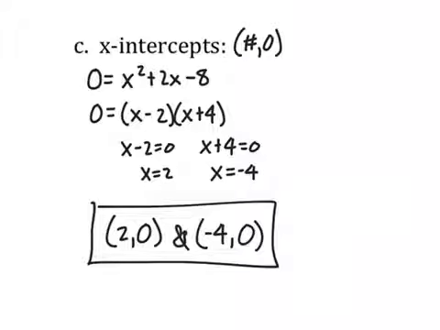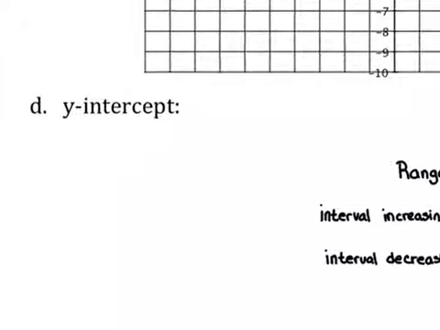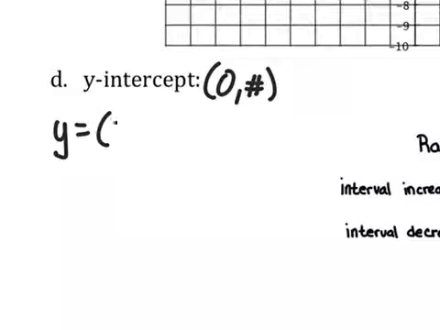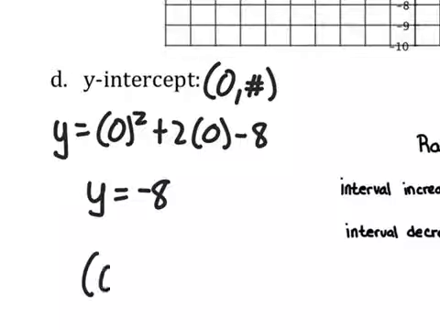Alright, now we want to try to find our y-intercept. So again, the y-intercept is going to be just the opposite. Y-intercepts are where we have 0, comma, a number. So our x value is always 0. That means we're going to plug in 0 for x, which should look like this. If we go ahead and simplify that, we're going to get y equals negative 8. So our ordered pair would be 0, comma, negative 8.